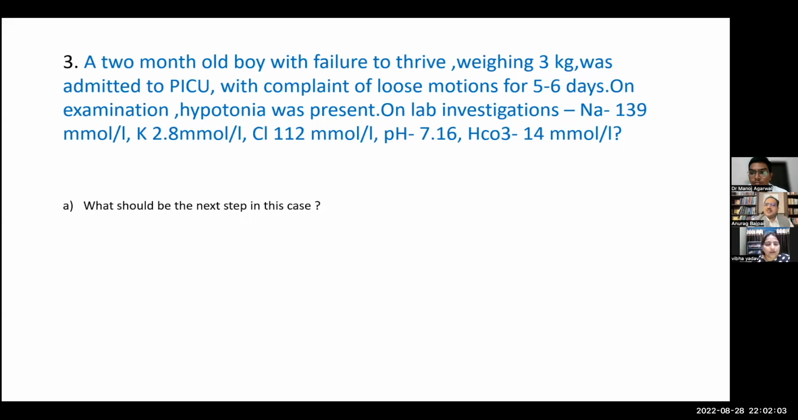So what will be the next step? I think the audience can just answer this question. And the diagnosis already you have discussed it. So that was the next question. I think this is now the last question. How would you distinguish the causes? Like after calculating the anion gap, what will you do next to distinguish the causes?